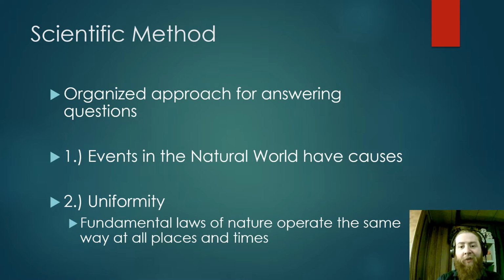When it rains, there's a reason that it rains. When a volcano erupts, there's a reason that a volcano erupts. There's a cause to that. And the second thing is it needs to be uniform. When it rains, is it raining because of the same reason every time, or is there something different? So these fundamental laws of nature are operating the same way at all places and all times. Gravity doesn't stop working just because you're in India versus Idaho. It's always working. It works on the moon. It's not as strong, but it works on the moon. It works anywhere that you are.